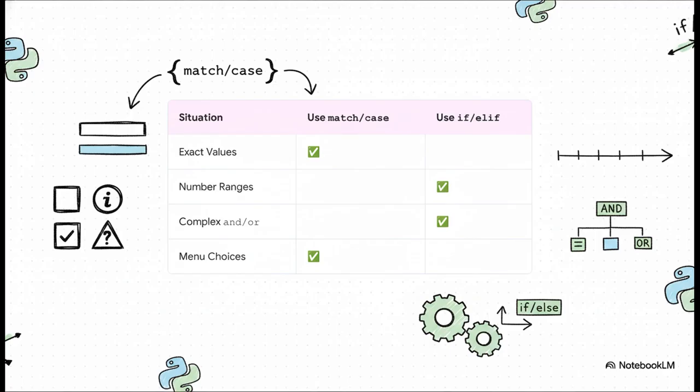If you're matching one variable against a bunch of exact values, like menu options 1, 2, 3, match/case is your new best friend. It's just cleaner. But for checking number ranges or doing complex stuff with AND or OR, if-elif is still the king.